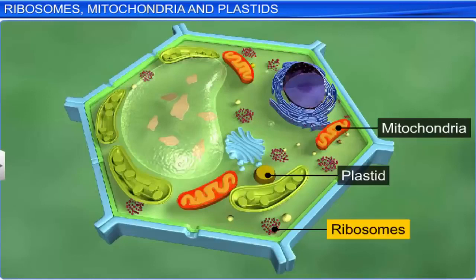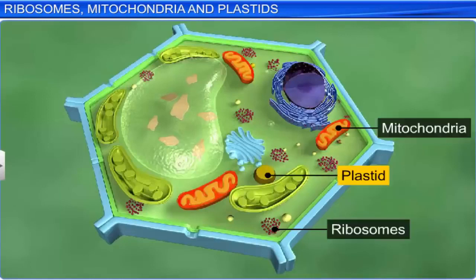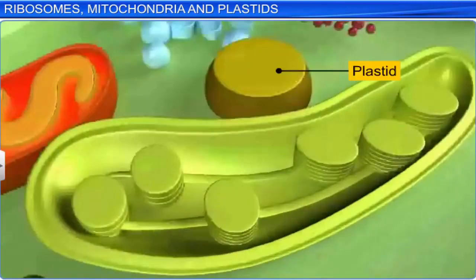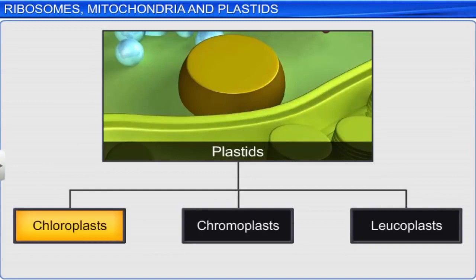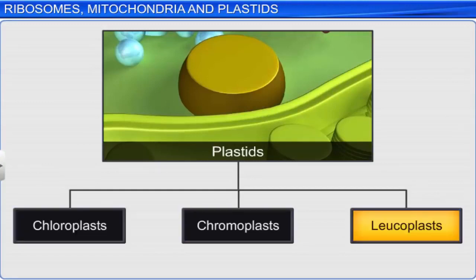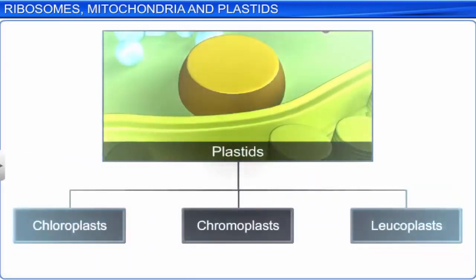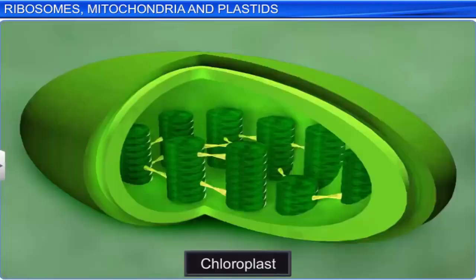Apart from ribosomes and mitochondria, plastids are also one of the most important cytoplasmic organelles in plants. They are bound by a double membrane and contain pigments that impart specific colors to plants. Based on the pigments they possess, plastids can be classified as chloroplasts, chromoplasts, and leucoplasts. Chloroplasts contain chlorophyll and carotenoid pigments that capture light energy needed for photosynthesis. Moreover, chlorophyll also imparts a green color to the leaves.